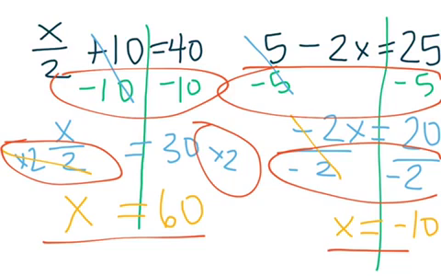This was a quick refresher. If you're still not understanding, this is a really easy thing to just do a quick Google search on. It's called one-step or two-step equations, and you could find a lot of different videos on it or different example problems.